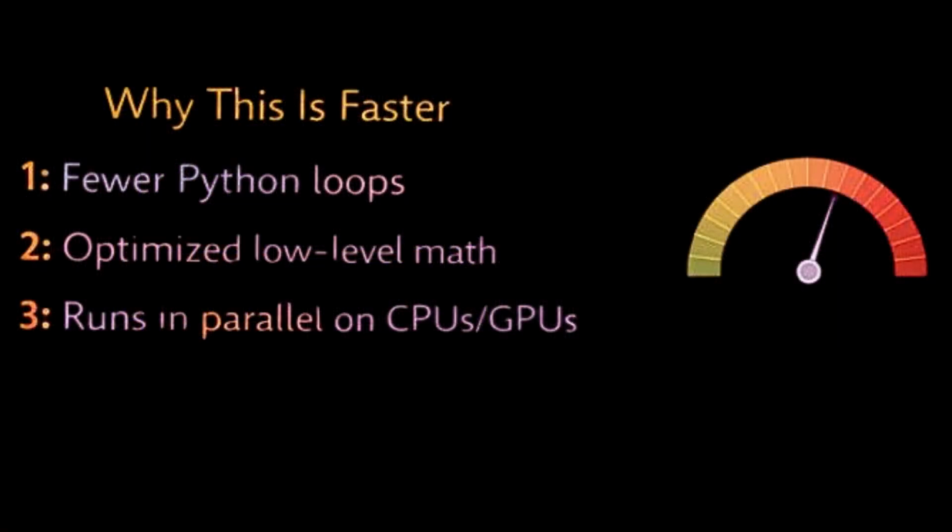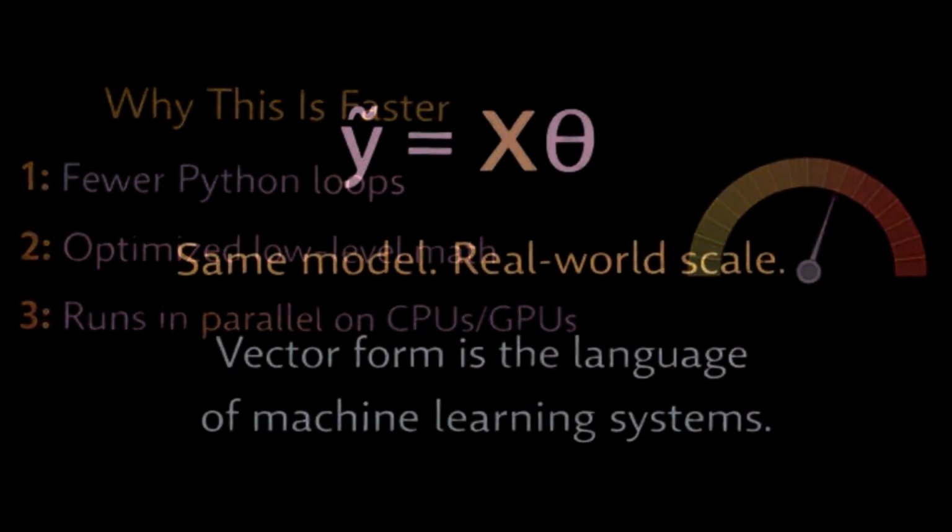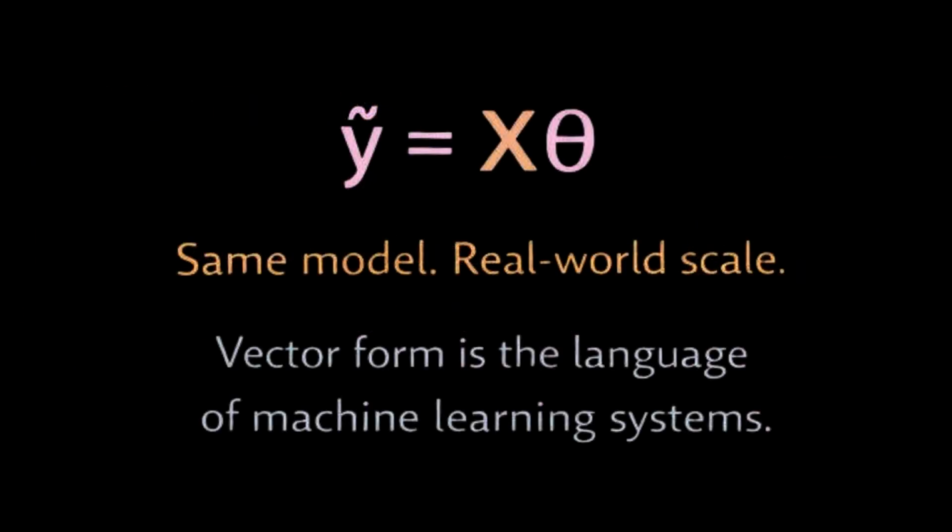Vectorized code is fast for three reasons. 1. Fewer Python loops. 2. Optimized low-level math. 3. Easy parallelization on CPUs and GPUs. That's why ML scales.